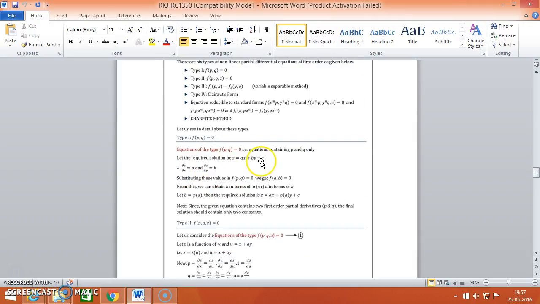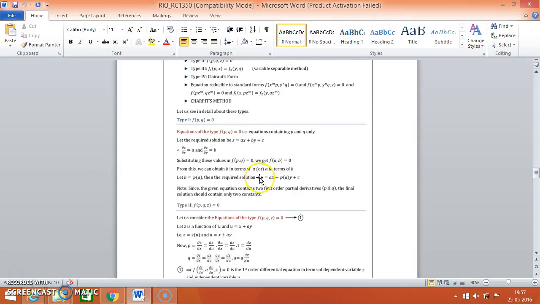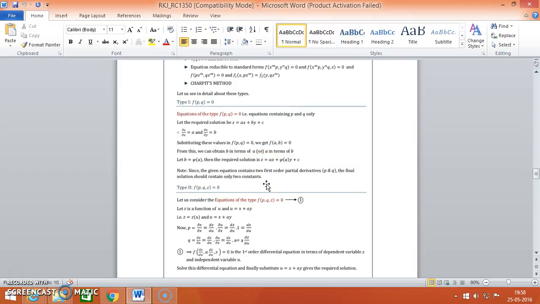Now first type of equation, f of p, q equal to 0, we consider the solution is of the form z equal to ax plus by plus c. Now del z over del x equal to a and del z over del y equal to b. Now putting the values in f of p, q equal to 0, we get f of a, b equal to 0. And if we write b in terms of a, then we get b equal to phi of a, and the complete required solution is obtained by z equal to ax plus phi of a times y plus c.